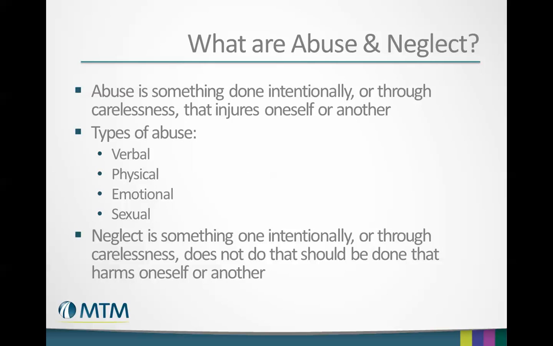Moving on to abuse and neglect. First, we want to cover what is abuse and neglect. Abuse is something that is done intentionally or through carelessness that injures oneself or another. There are several types of abuse. They include verbal, physical, emotional, and sexual. Neglect is something that one unintentionally or through carelessness does not do that should be done and ends up harming oneself or another.